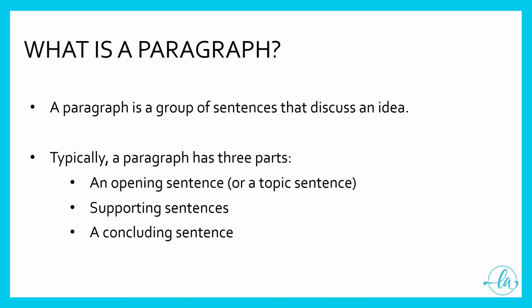Typically, a paragraph has three parts: an opening sentence, or what some people call a topic sentence, supporting sentences, and a concluding sentence. Typically, a paragraph would have about 5 to 6 sentences, and the supporting sentences could be 3 or 4. But that is not a hard and fast rule. In some types of writing, like academic writing, paragraphs usually run longer and it is acceptable.